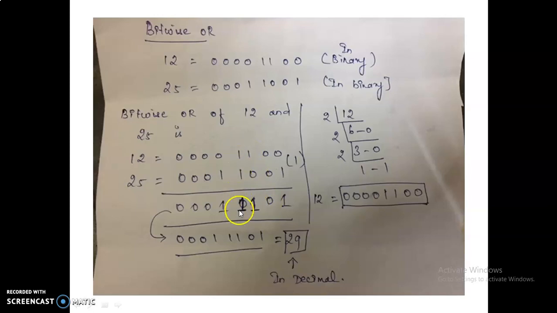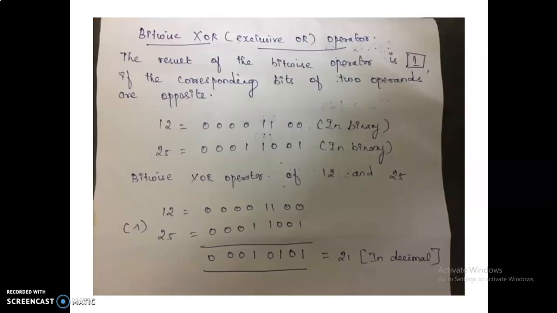Here both are true, the output will be true. Okay. Here this one is false, this one is true, the output is true. If both conditions are false, the output will be false. This is the rule for the bitwise OR. Here the number is converted into the decimal number 21. The result of the bitwise OR is converted into the decimal number 29. Okay. This is the bitwise OR.